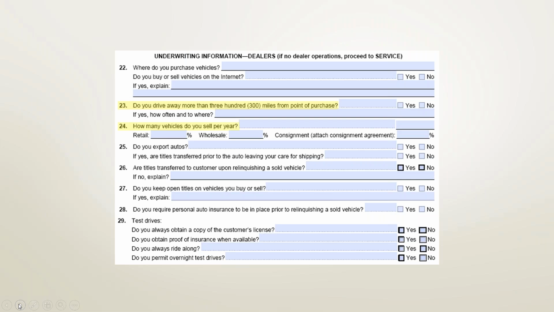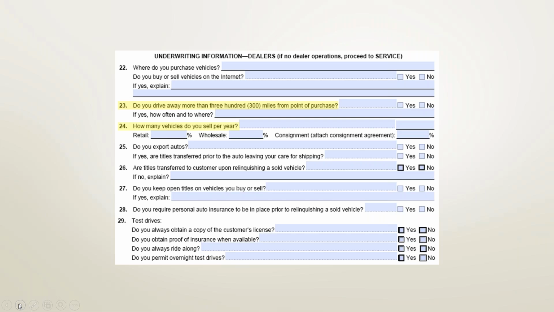That third category, consignment: some dealers sell autos they don't own, and that's classified as consignment. If this is the case, I'm going to be asking for a copy of the consignment agreement to make sure that agreement states the owner of the vehicle has coverage in place for the auto and is aware that test drives are going to be performed.